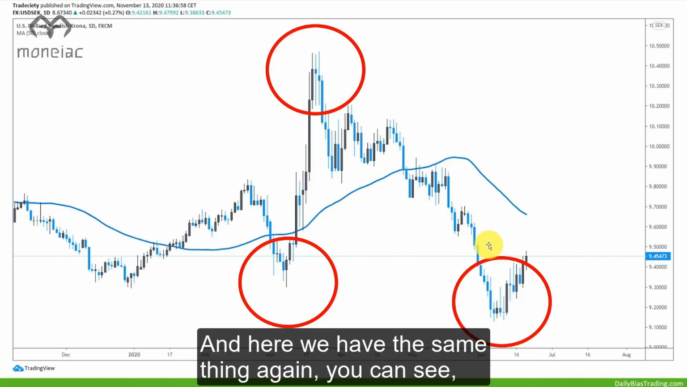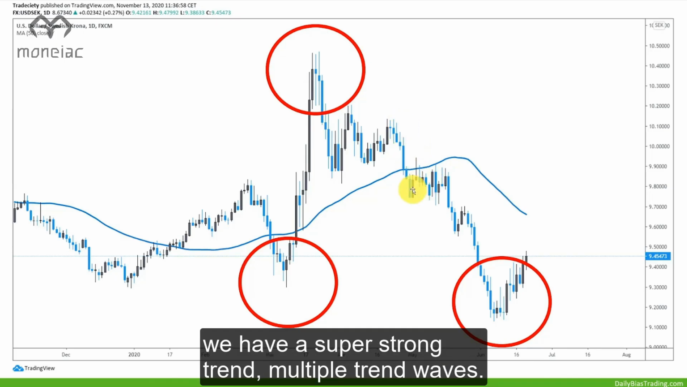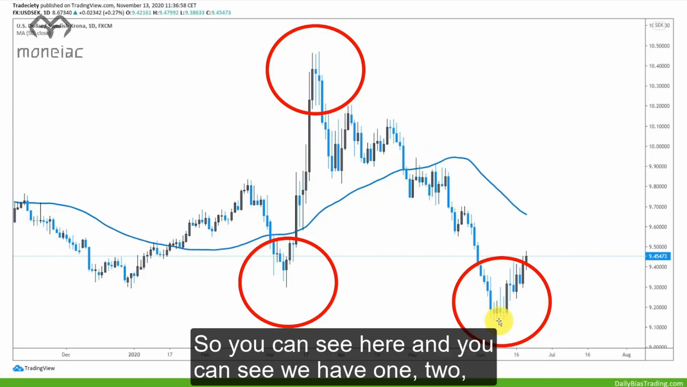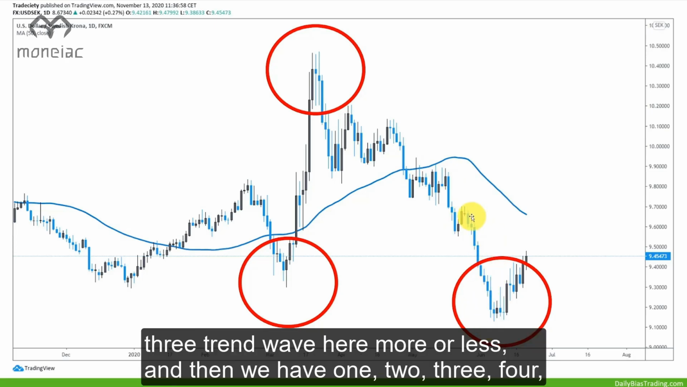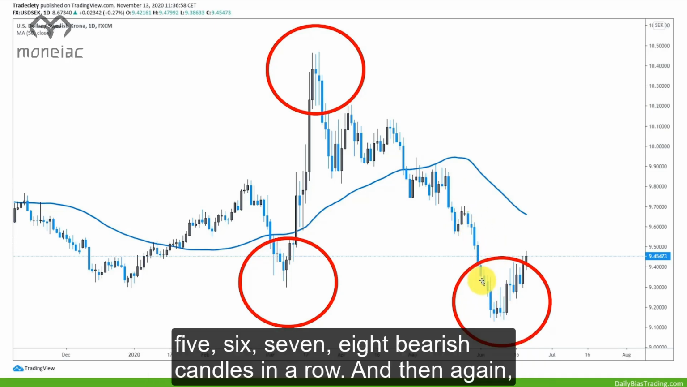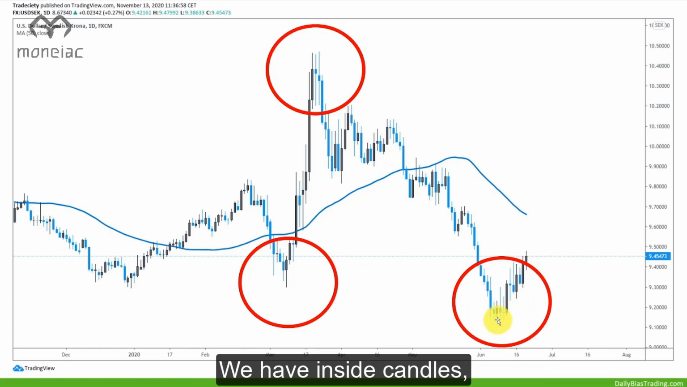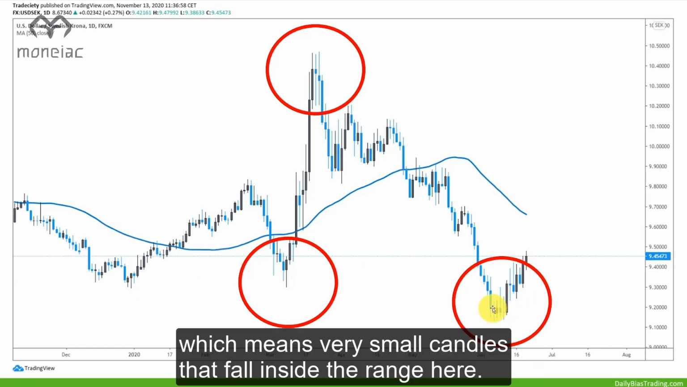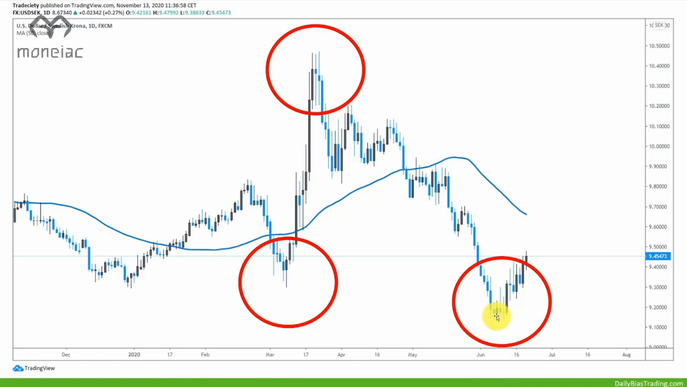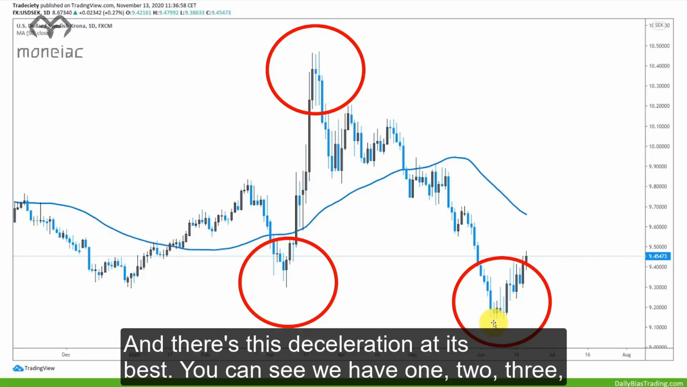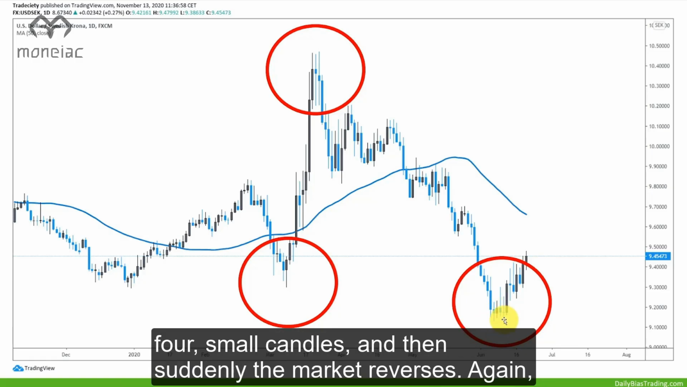And here we have the same thing again. You can see we have a super strong trend, multiple trend waves. You can see we have 1, 2, 3 trend waves here more or less. And then we have 1, 2, 3, 4, 5, 6, 7, 8 bearish candles in a row. And then again, after the price has reached the previous support level, the market slows down. We have inside candles, which mean very small candles that fall inside the range here. And this is deceleration at its best. You can see we have 1, 2, 3, 4 small candles, and then suddenly the market reverses.